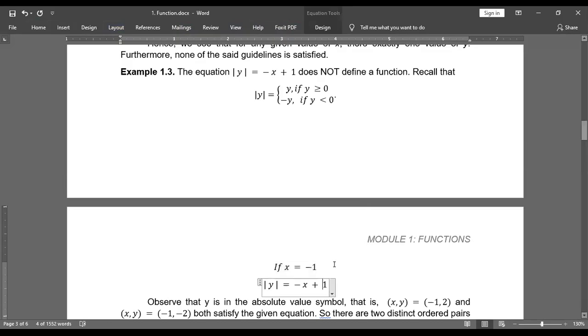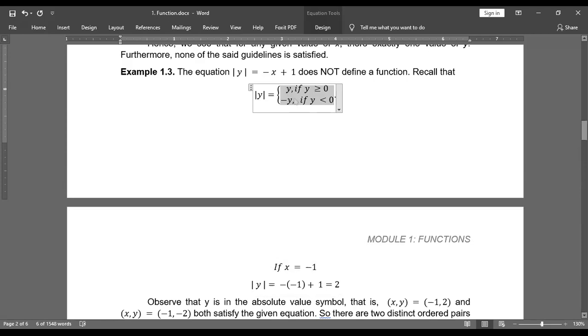So let's replace x by negative 1. This will give us negative times negative. Basic rule of mathematics, we have positive 1. So 1 plus 1 is 2. But we have to consider the absolute value. If y is 2, then the absolute value may be the positive form and the negative form.